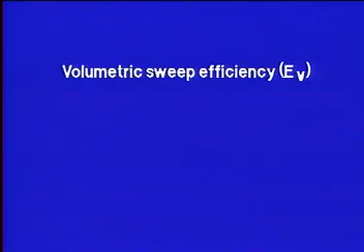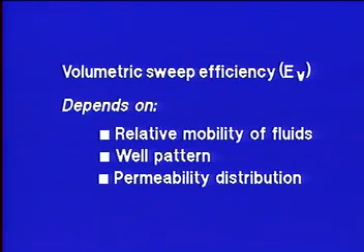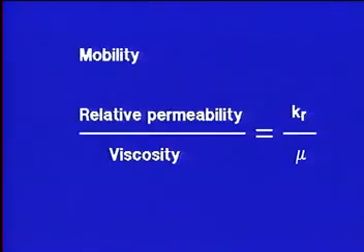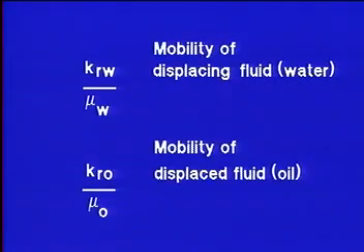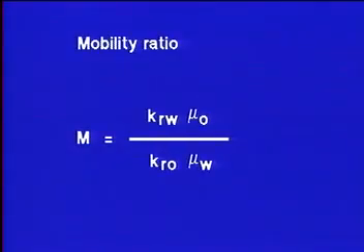The volumetric sweep efficiency depends on three key factors: the relative mobility of the displacing fluid to that of the oil, the injection and production well pattern, and the permeability distribution of the reservoir. Let's consider the first factor. The mobility of any fluid in a reservoir rock is its relative permeability, k sub r, divided by its viscosity, mu. If one fluid is used to displace another, the ratio of the mobility of the displacing fluid to that of the displaced fluid is referred to as the mobility ratio, M.